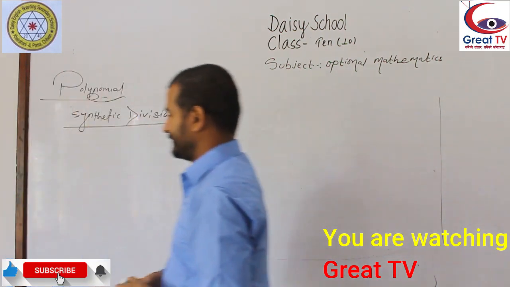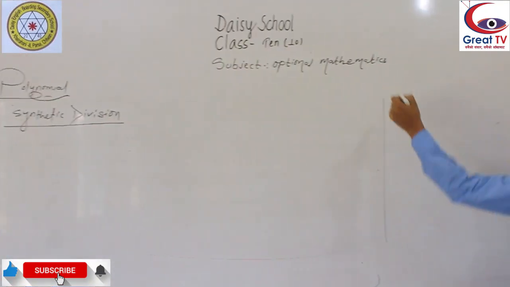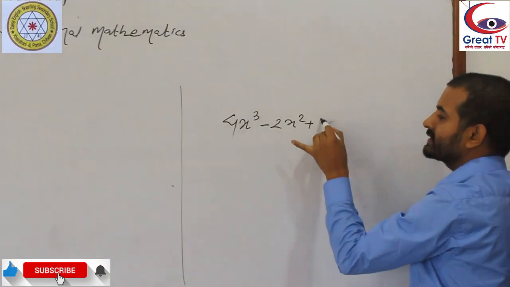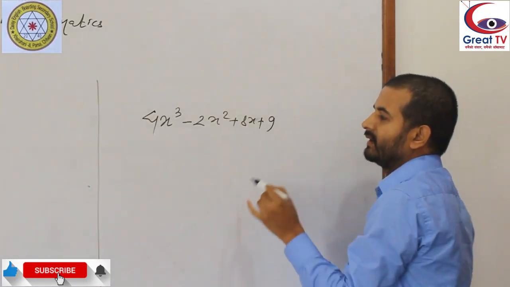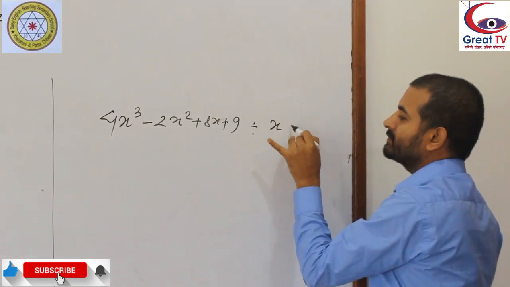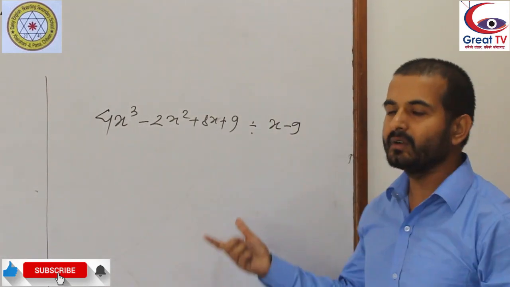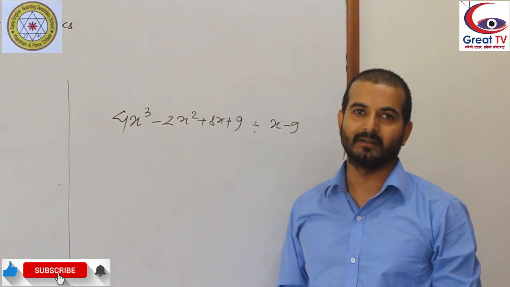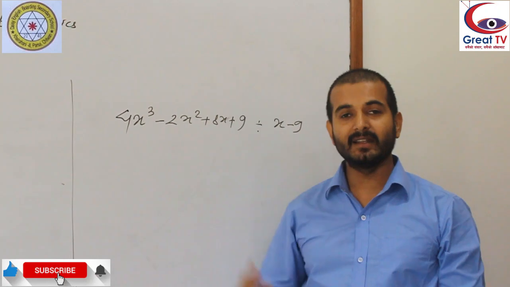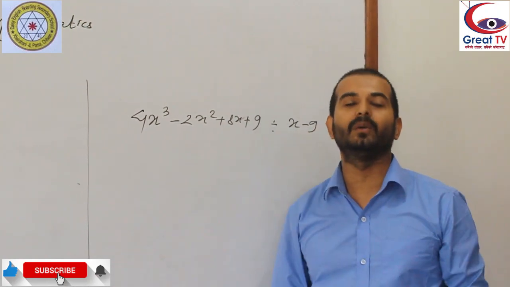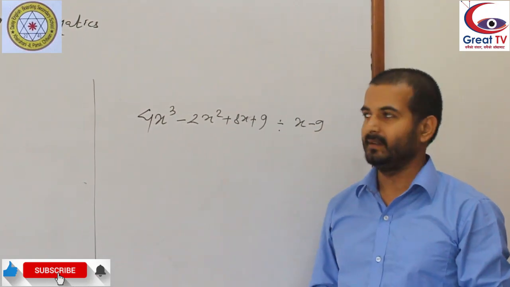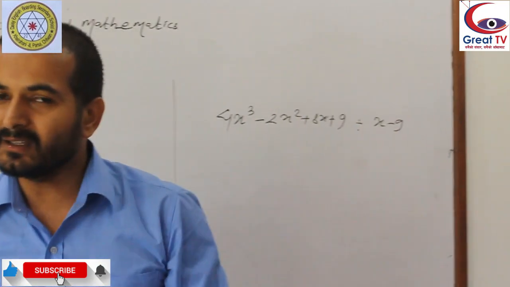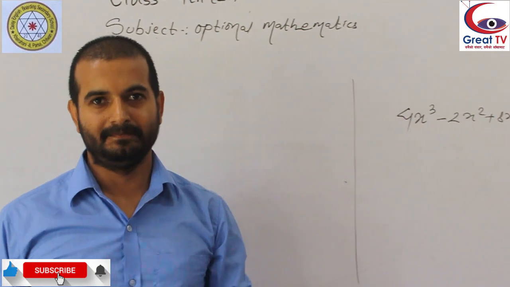In this synthetic division, when 4x cubed minus 2x squared plus 8x plus 9 is divided by x minus 9, then we should not show the whole division process to find the quotient and remainder. That is why synthetic division is very widely used nowadays. But when using synthetic division, there are some things to point out.